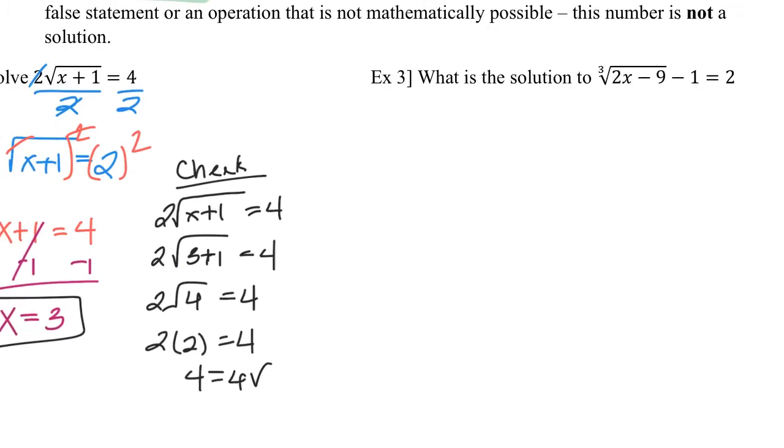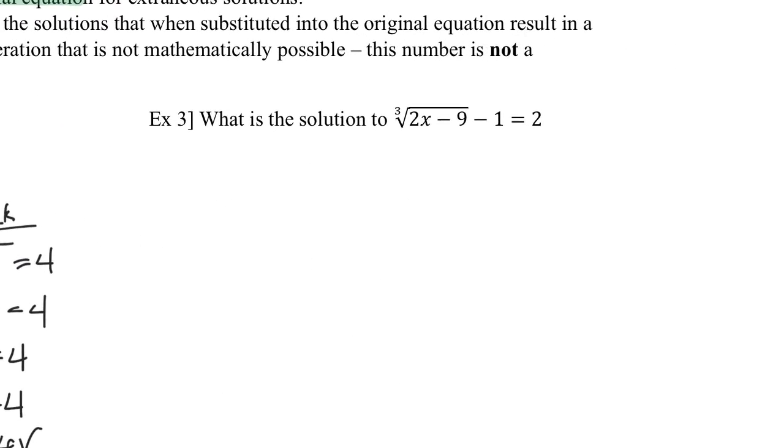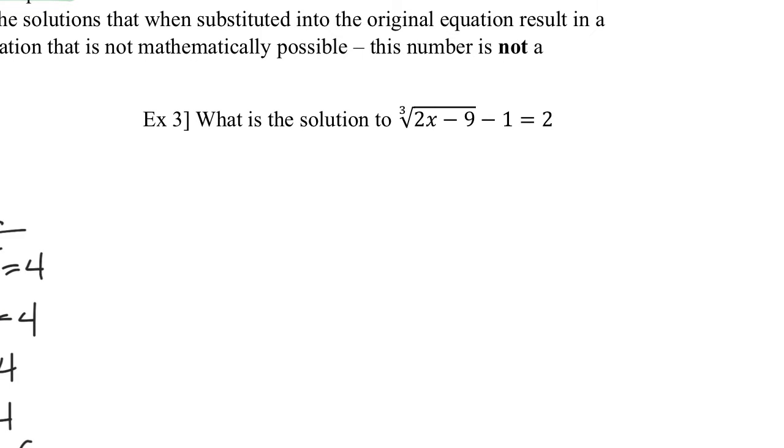Let's try another one. What is the solution to the cube root of 2x minus 9, minus 1, equals 2? Step 1, isolate the radical. In this case, it's a cube root, so I'm going to have to add 1 to both sides to get the cube root by itself. 2 plus 1 makes 3.